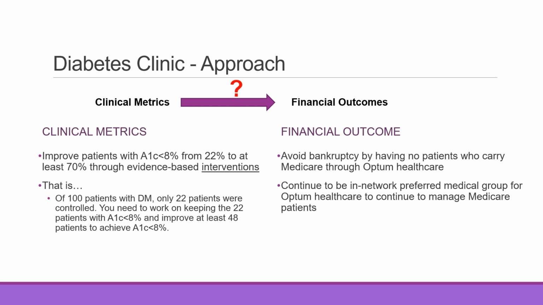What are the clinical metrics that you can look at? We first looked at A1C less than 8 being our goal, and we want to improve the 22% controlled at this moment to above 70. In order to achieve this, we need to recommend evidence-based interventions. And how are we going to do that? We're going to look at some evidence.